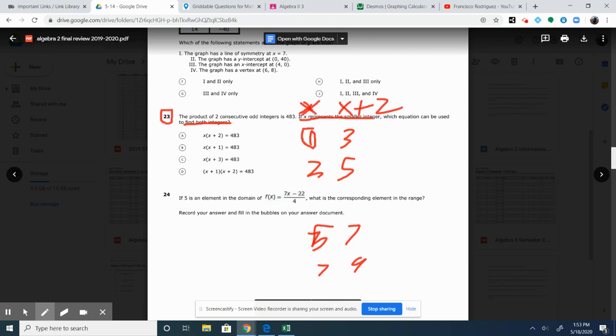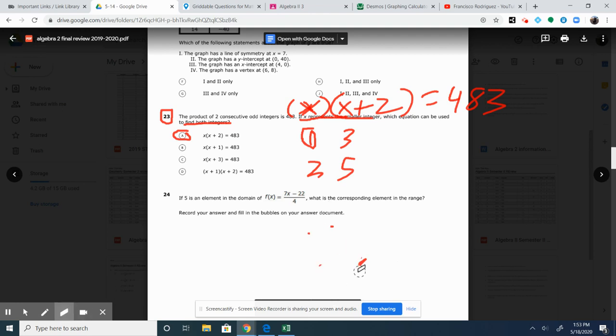So our smaller integer is x, and our larger integer is x plus 2. And the product of these has to be equal to 483. Therefore, our answer would be A.